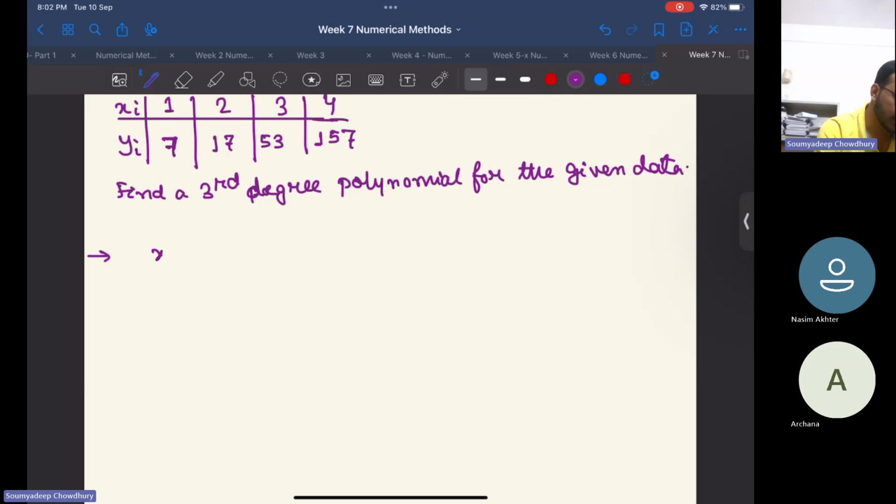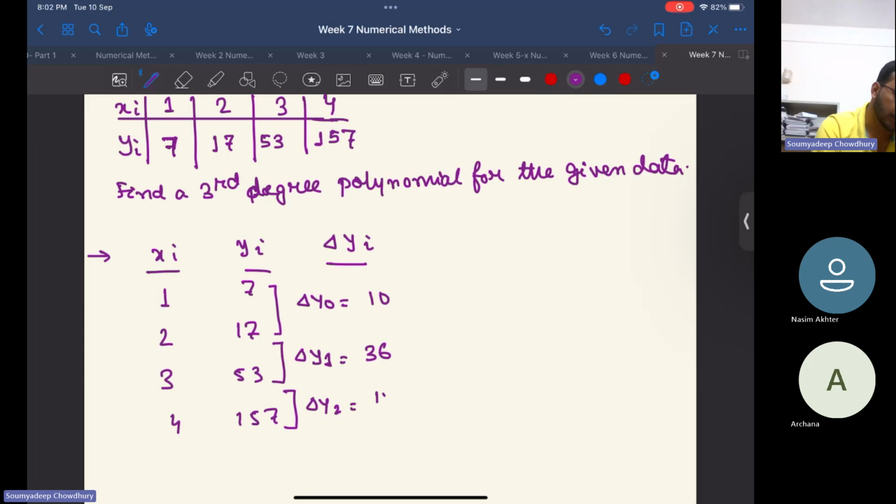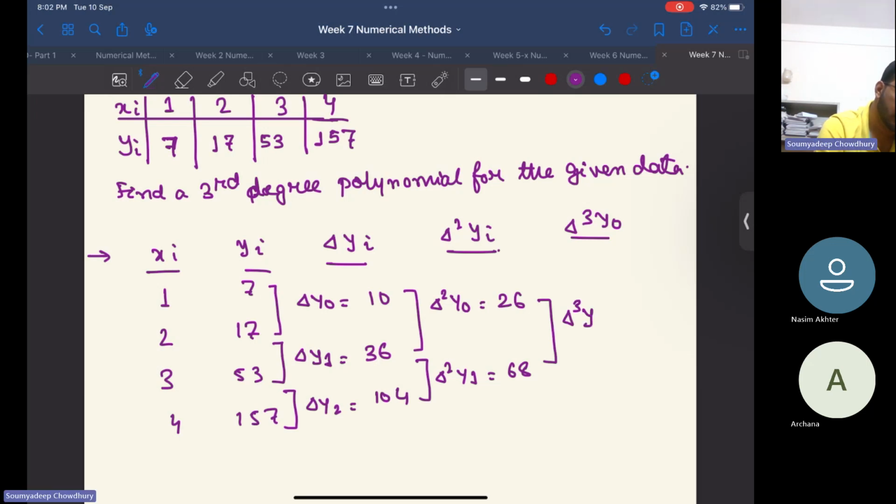Okay, so first we'll prepare a table of xi and yi, right? 1, 2, 3, 4, and 7, 17, 53, 157. First I will find Δyi. Δy0 will be 17 minus 7, which is 10. Δy1 is 53 minus 17, which is 36. And Δy2 is 104. Then the second order differences using these: Δ²y0 is 26, Δ²y1 is 68. Third order difference, Δ³y0, is 42. So you have prepared this table.